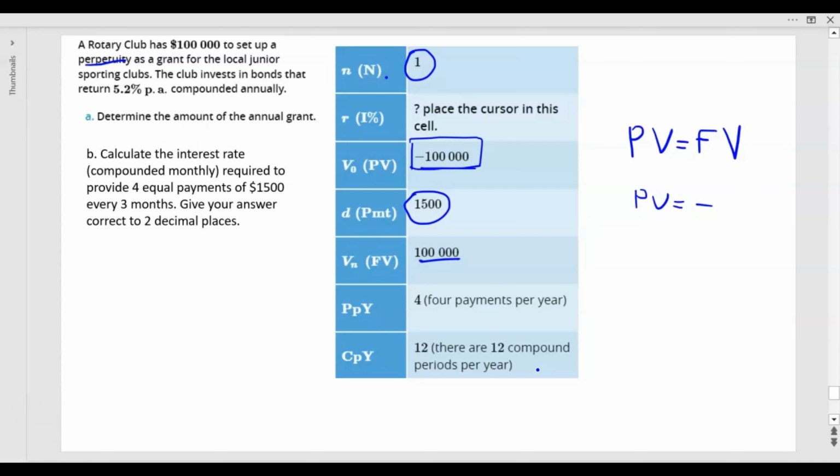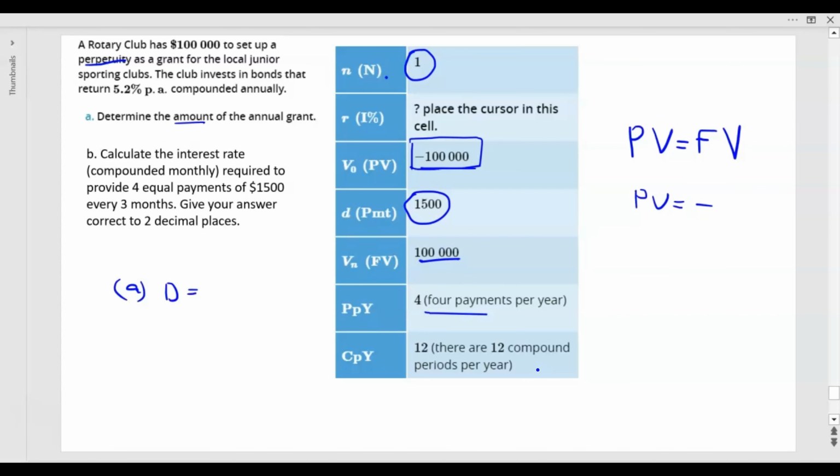Alright, let's have a look at this example, whereby Rotary Club has 100,000 to set up a perpetuity as a grant for the local junior sporting clubs. The club invests in bonds that have a return of 5.2% per annum, compounded annually. So the compounding period this time is 1. It would be 4 only if it's quarterly, and 12 for monthly. In this case, we determine the amount of the annual grant, so that means we are finding the D value.